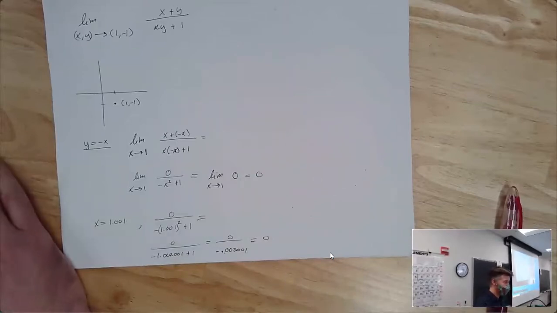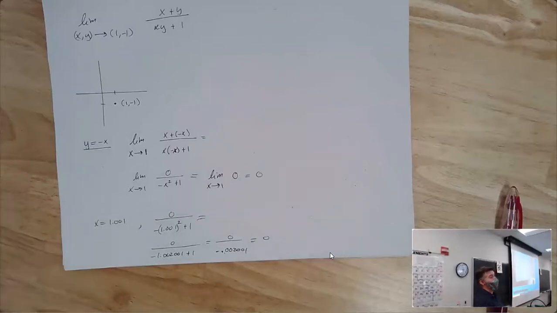But we're not done, right? Because we've only done one. One path is never enough paths. So we need to pick another path.